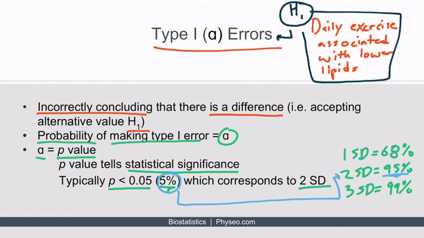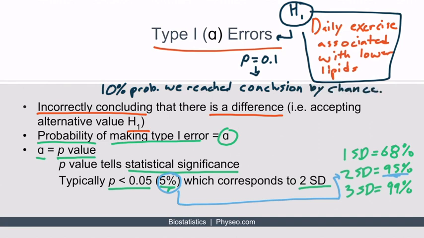So let's go back to our hypothesis. And let's say that our p-value for this study was 0.1. This would mean that there is a 10% probability we reach this conclusion by chance alone. In other words, our chance of making an alpha error is 10%. This is universally considered too high. An acceptable p-value must be less than 0.05.